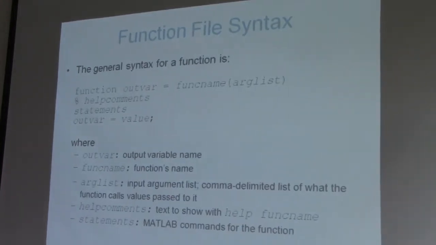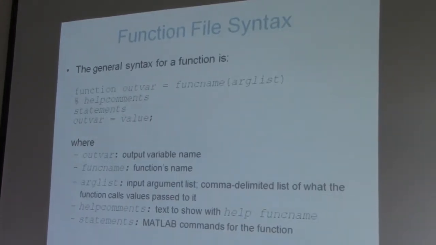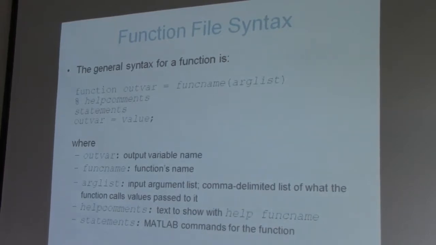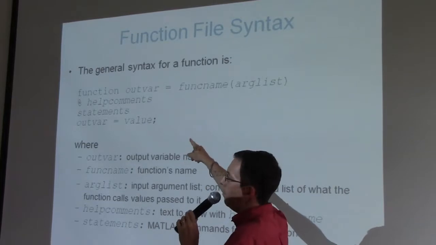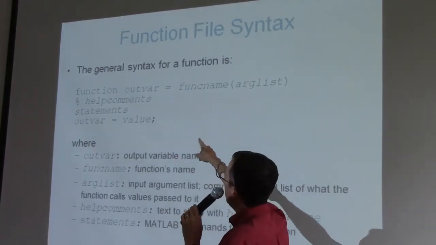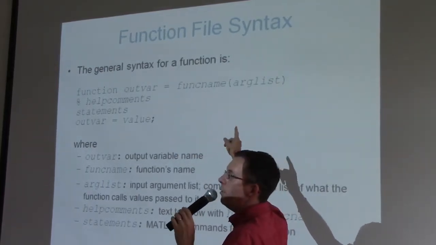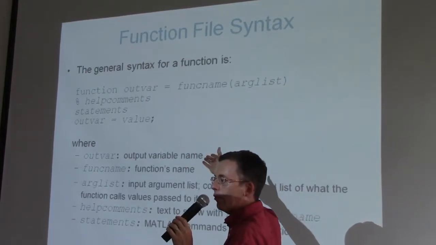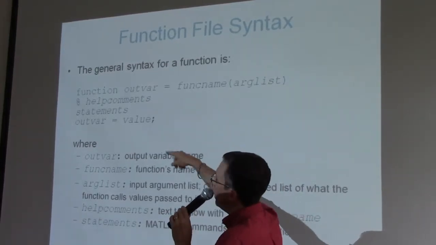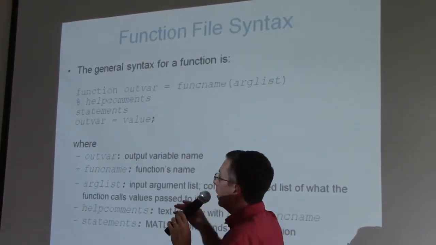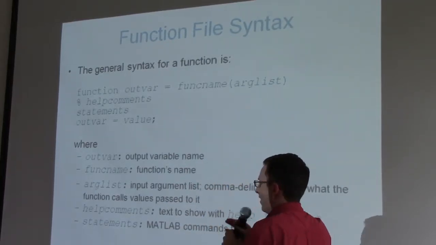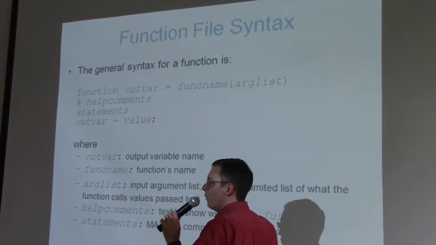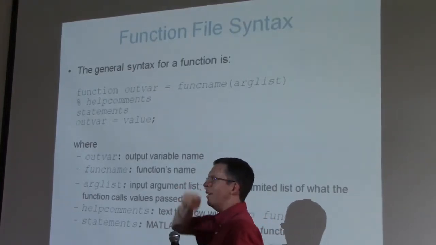Here's the function. This is how all the functions are written. The function has an output. The output comes first. It equals the function name, and then you have the argument list, like x or time. Under that, you put your statements. Whatever the function name is.